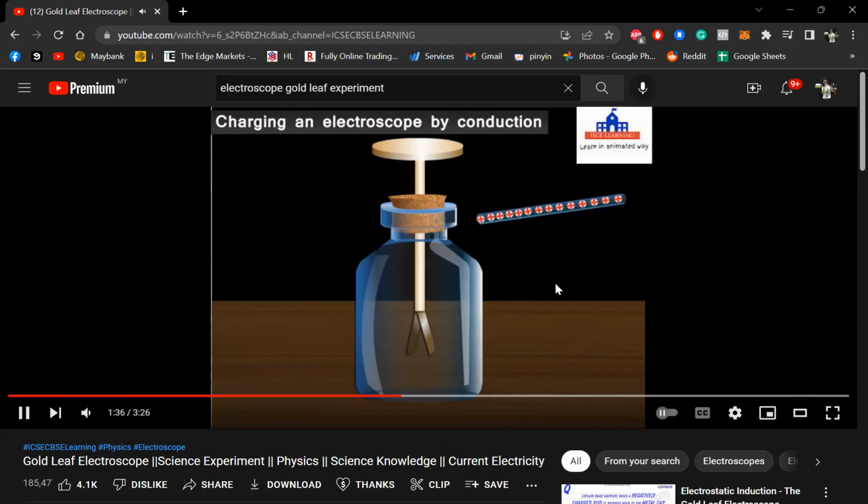Touch the positively charged glass rod with the metallic disc. What do you observe?